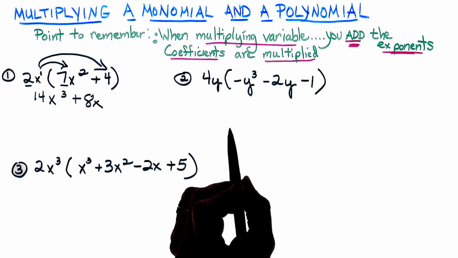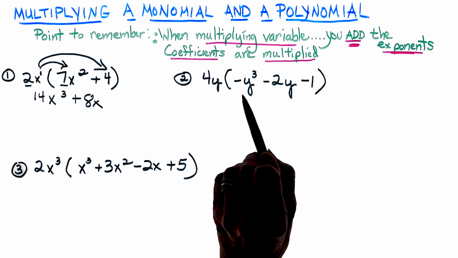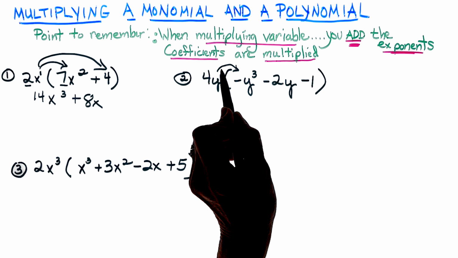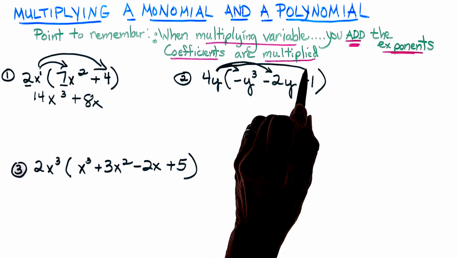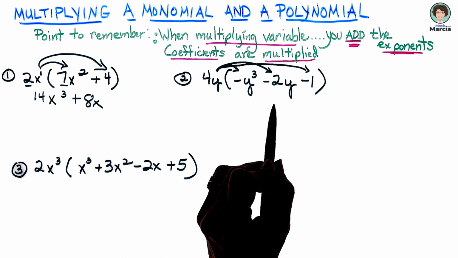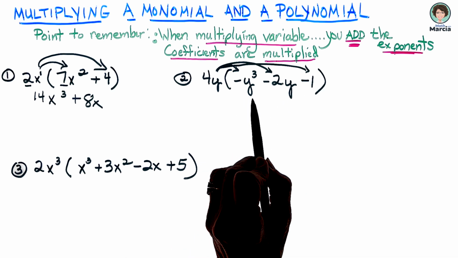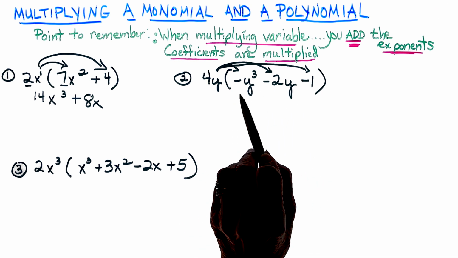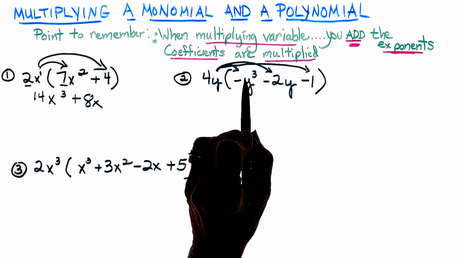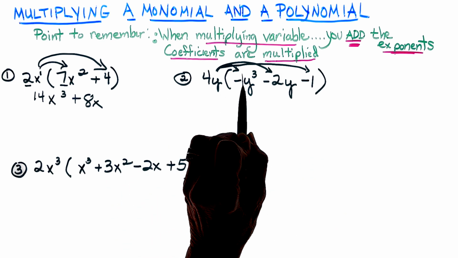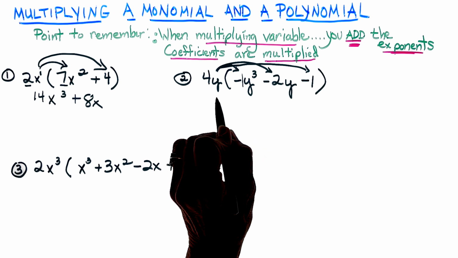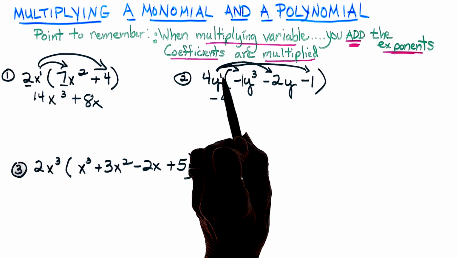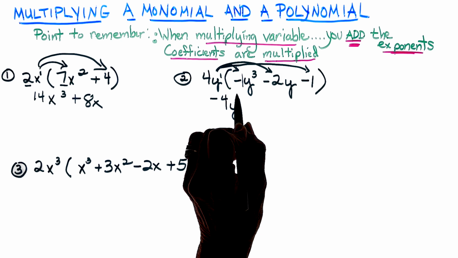Number 2. We have 4y times the polynomial of negative y cubed minus 2y minus 1. Again, I'm putting my arrows there, so we remember to multiply all 3. And this has an awful lot of negative signs. We're going to want to make sure that we catch the sign in the front because these are representing negative numbers. So I'm going to, again, put my understood 1 there. Well, 4 times a negative 1 is a negative 4. And this has a 1. And remember, when you multiply, you add them. So 1 plus 3 is y to the 4th.